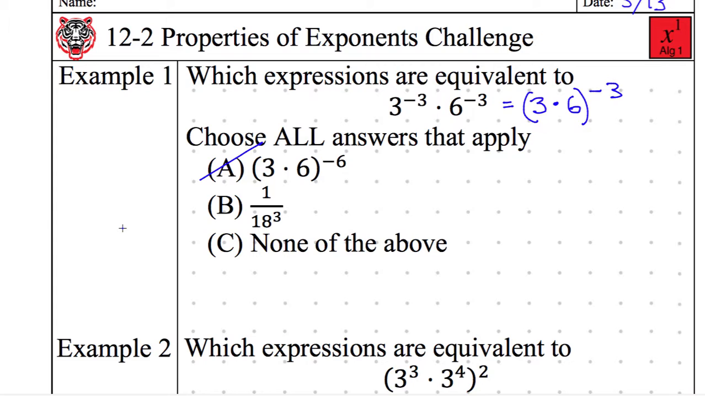But we can simplify 3 times 6. What is 3 times 6? Shout it out. 18. So let's simplify this also, and I'm going to have to come down here. We're going to say that's equal to 18 to the power of negative 3.